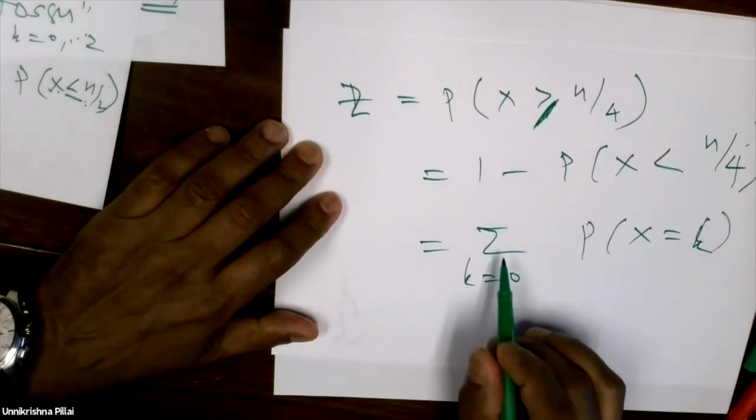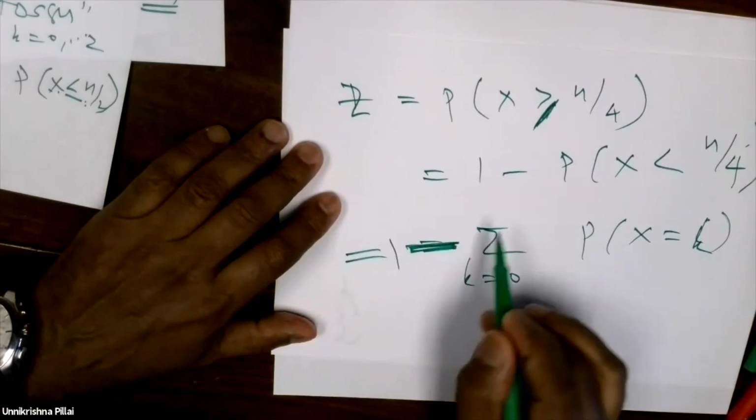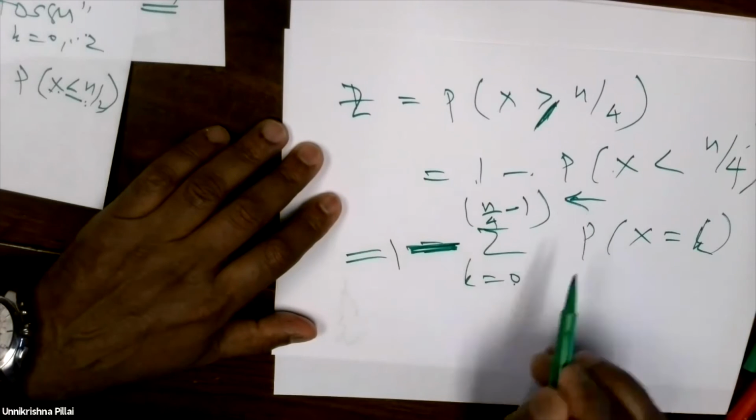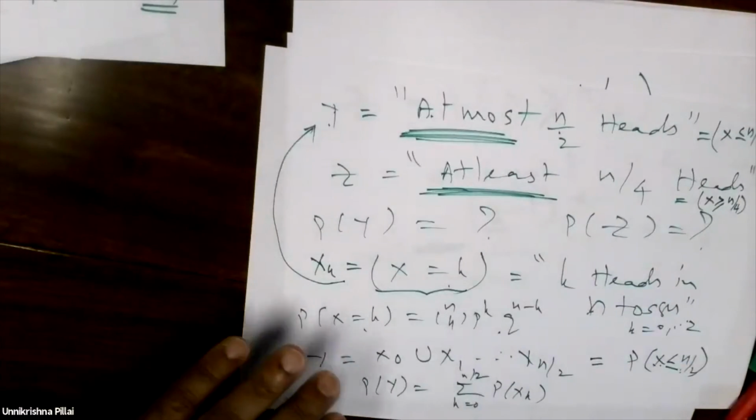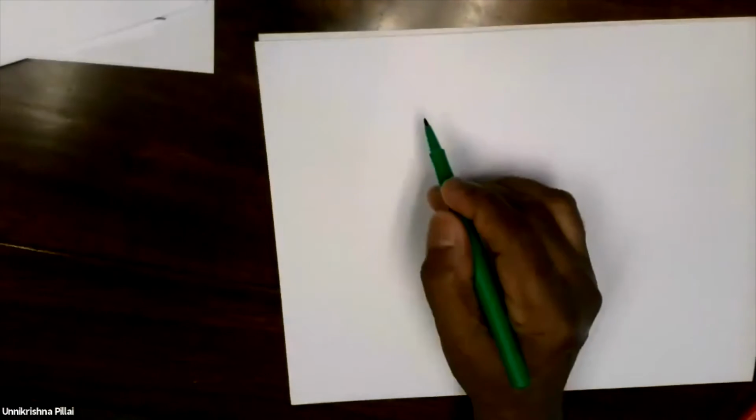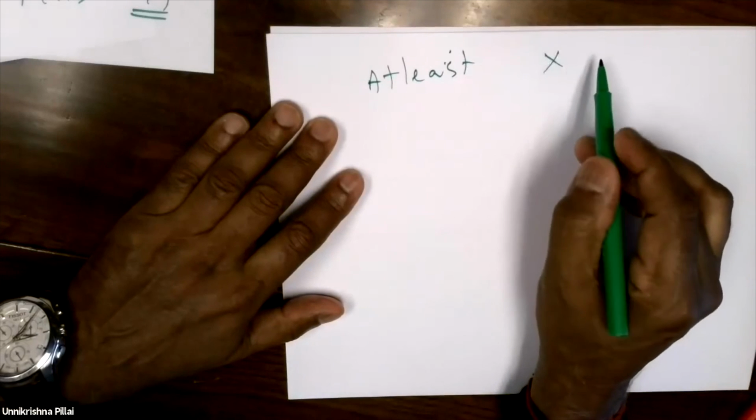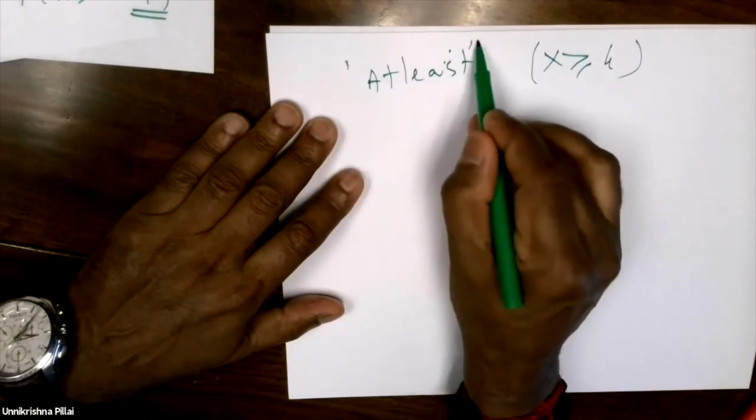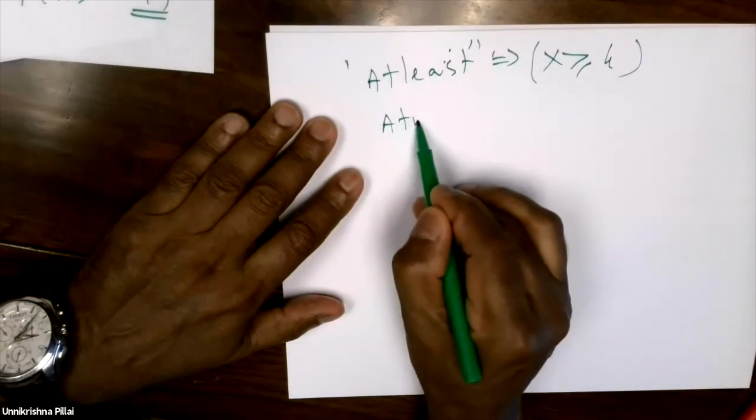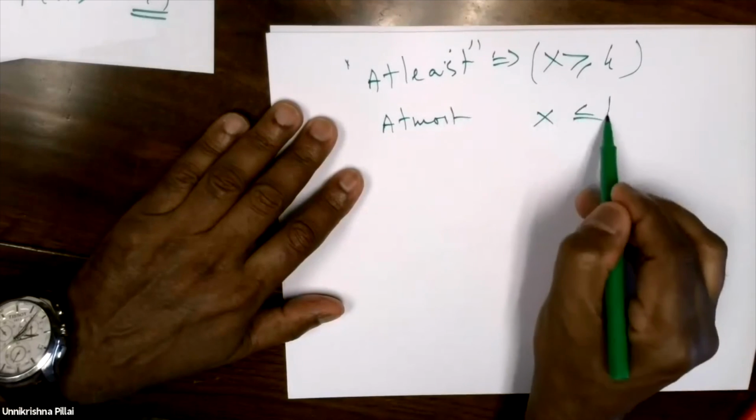K goes from 0 through where? 1 minus the sum for k equal to 0 through n by 4 minus 1. You should be careful here. This comes up in the homework, at least, at most, etc. So I hope you understand now. Remember, at least means x is greater than or equal to something. At most means x is less than or equal to something.